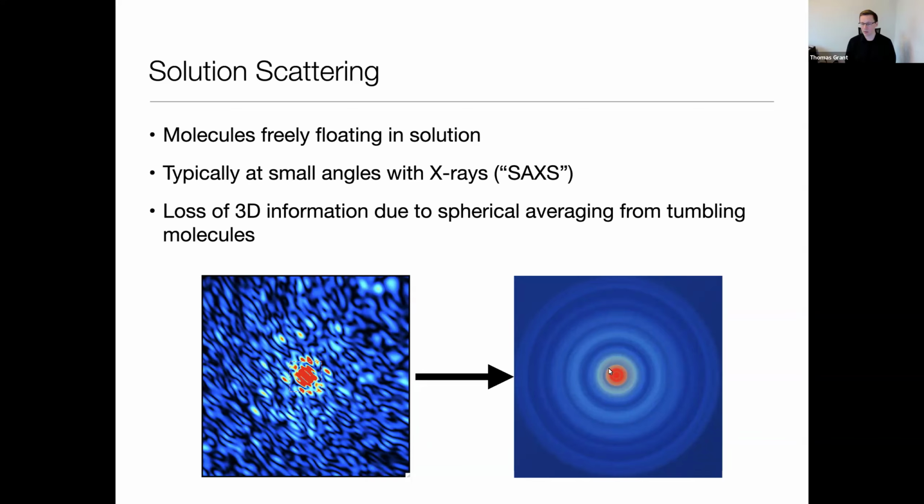So you notice that we have this bright intensity at the middle, and so a lot of times we collect data at small angles because that's where we get a lot of photons, a lot of signal to noise. And so we often call this technique SAXS for small angle X-ray scattering.